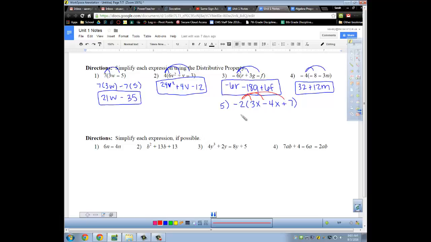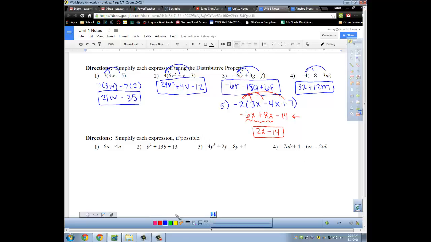Negative 2 times 3x is negative 6x. Negative 2 times negative 4x is a positive 8x. And negative 2 times 7 is negative 14. Now, I want to look to see if I have any like terms, which I do. I can do negative 6x plus 8x, which would give me 2x. So 2x minus 14 will be my final answer. Please do not leave it like the second step, because that's not completely simplified.